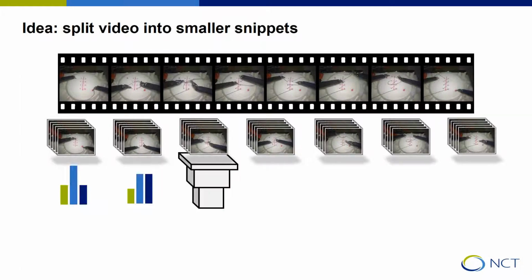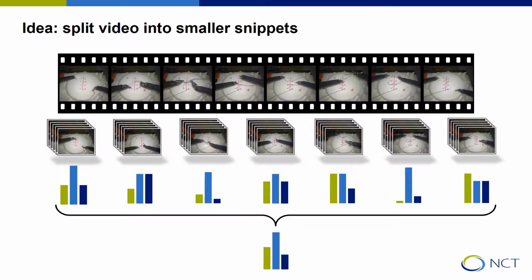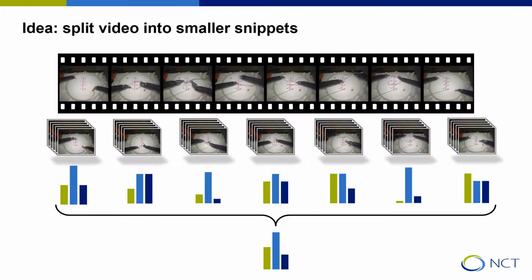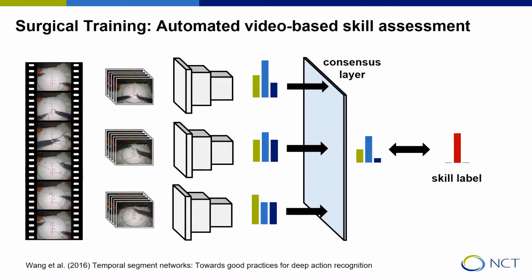And if we do this, we can then aggregate the results in the end, and we then know the skill label for the whole video if we aggregate the classification results of the snippets, which were put through our 3D CNN. So now the question is how to train this 3D CNN.